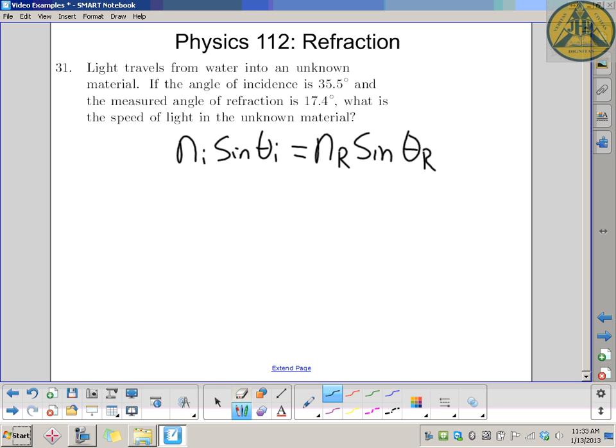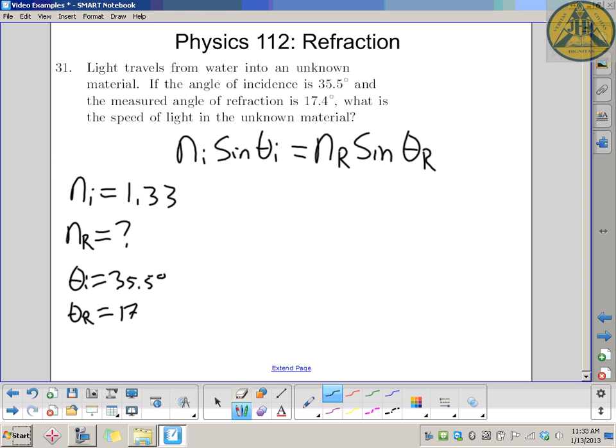Now I'm going to reread the question and start writing down what I know, what I don't know. Light travels from water into the unknown material. So water is my incident material. It's my first material. So my index of refraction of my unknown material, being unknown, is my question mark. Angle of incidence, 35.5 degrees, angle of refraction, about half of that, 17.4 degrees.